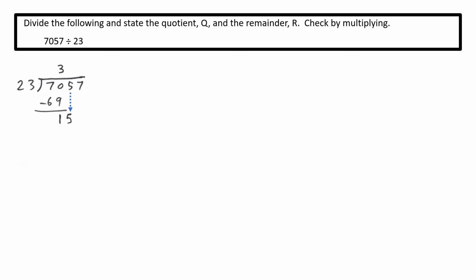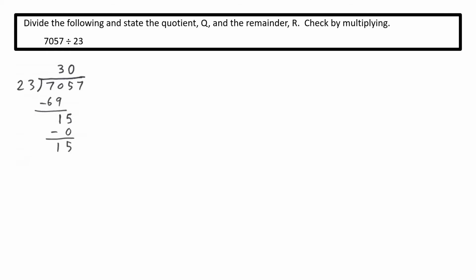Now we ask, how many times does 23 divide into 15 evenly? And it does not, so that means it goes in there 0 times evenly. We need to write that 0 up above as a placeholder. We then multiply the 0 by the 23, which gives 0, and then we subtract.